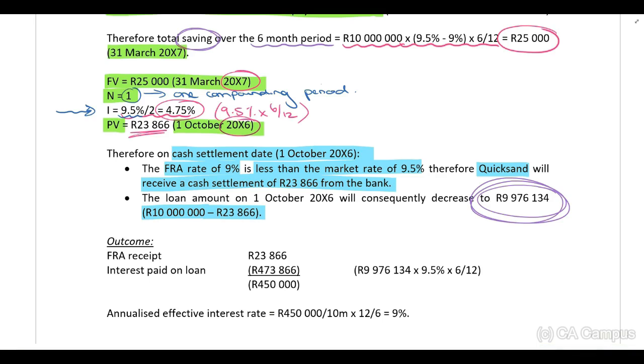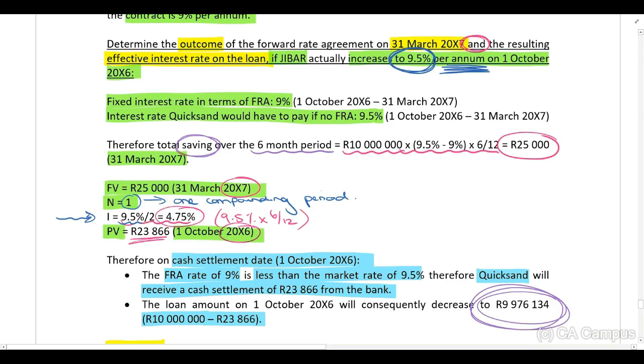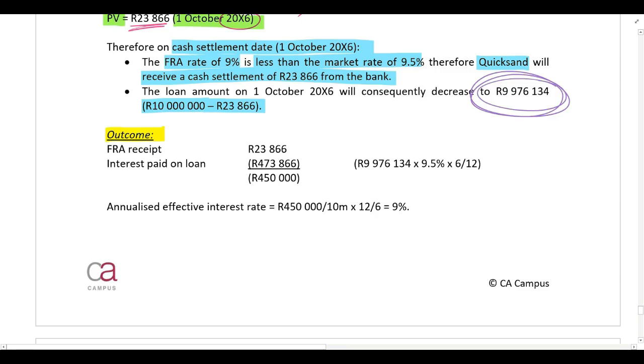So let's calculate the outcome. Just go up, guys. The first part of the required was calculate the outcome on the 31st of March 20x7. So let's answer the first part of the required, calculate the outcome. From the bank, they are going to receive 23,866. Then, over the 6-month period, they are going to pay interest on their loan. The loan amount is no longer 10 million Rand. The loan amount is now 9,976,134.